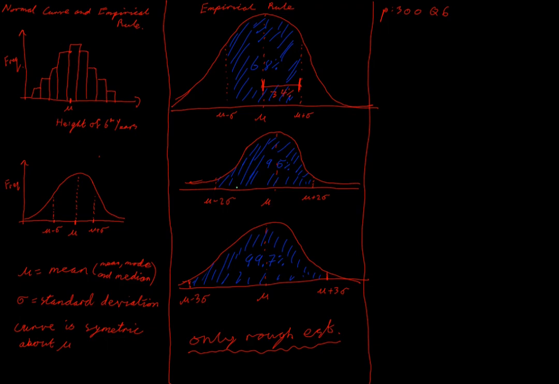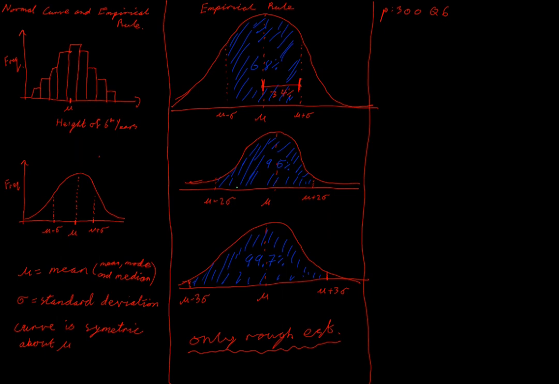Page 300, question 6. The mean time it takes factory workers to get to work is 35 minutes. The time can be modeled by a normal distribution with a standard deviation of 6 minutes.